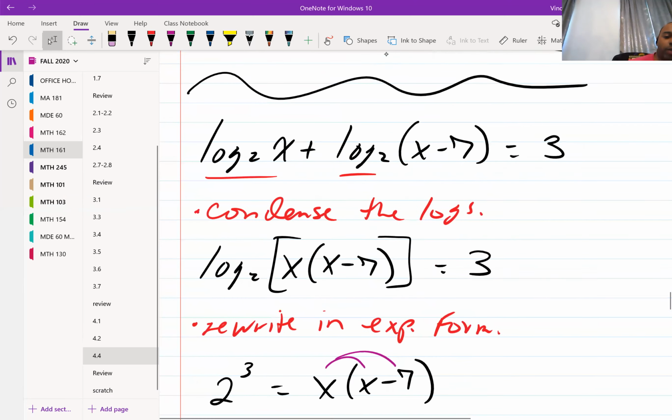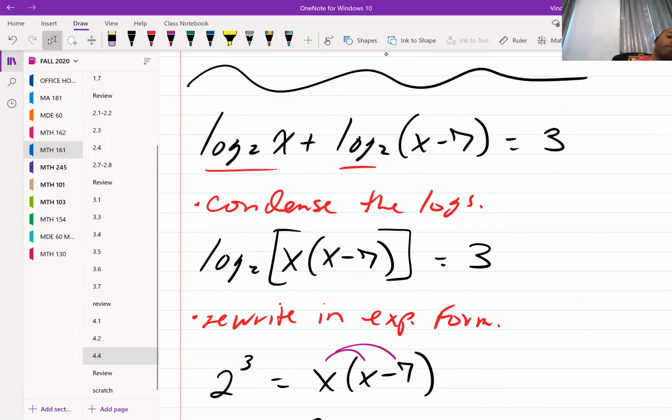All right, so we can rewrite it now in exponential form. My base is 2. So that'll be 2 to the third power equal to x times x minus 7. All right, questions?